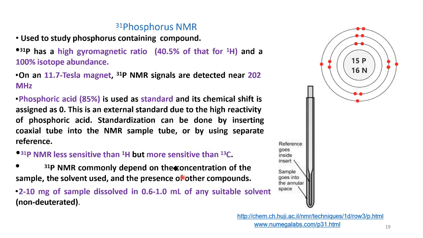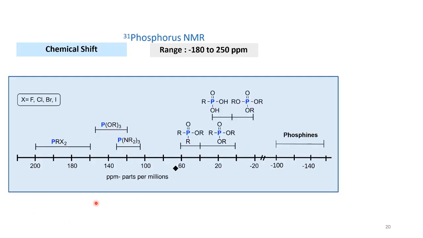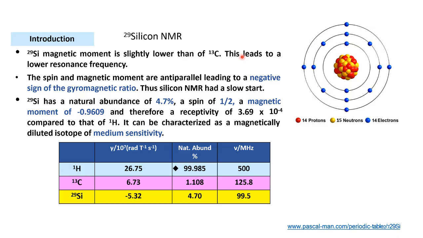Then the concentration of the sample can be determined with the help of NMR, and it requires only 2 to 10 mg of sample because of its high abundance. The solvent we use is non-deuterated. Again, we have different chemical shifts for phosphorus, and for electronegative elements the peak shift will occur. The range is from minus 180 to 250 ppm.